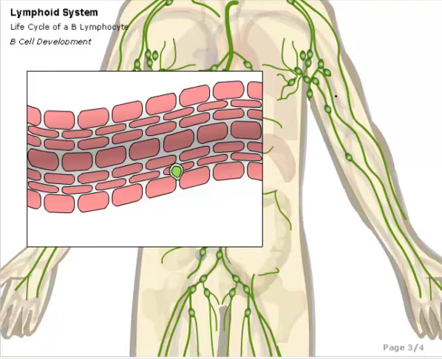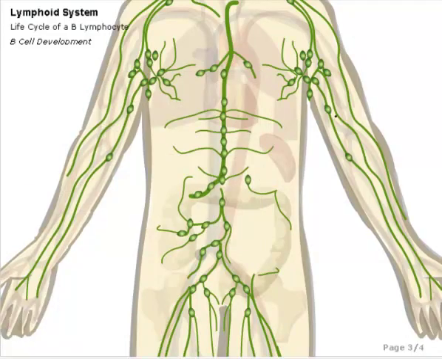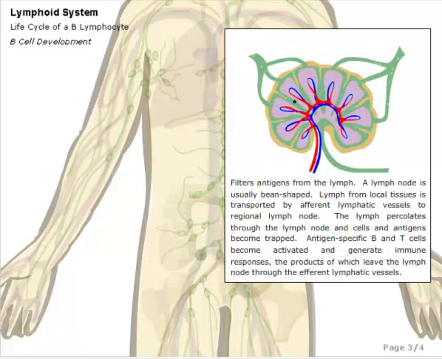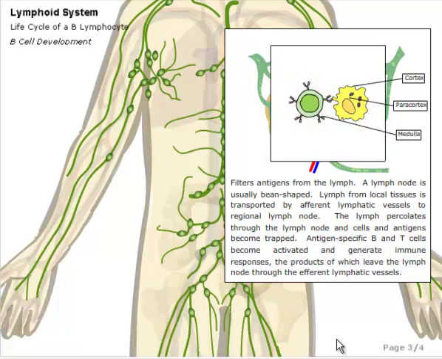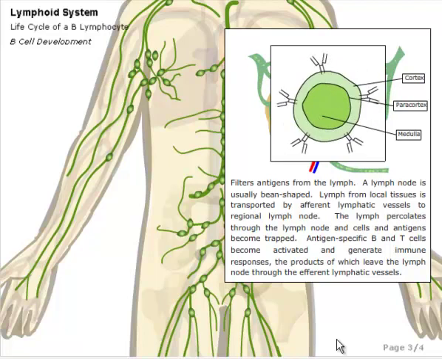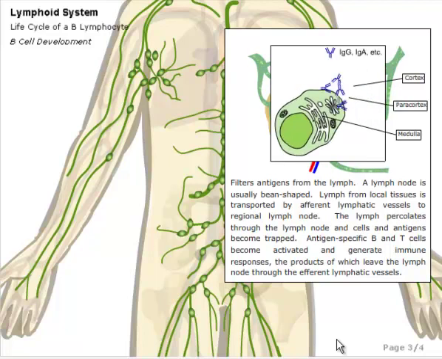So they get made by the stem cells, they travel through the circulation, and they end up squeezing out of the capillaries and traveling around the tissue until they reach a lymph node. Once they reach the lymph node, it acts as a filter for antigens from the lymph. The lymph node is usually bean-shaped, and the lymph from the local tissues is transferred by afferent lymphatic vessels to the regional lymph node.